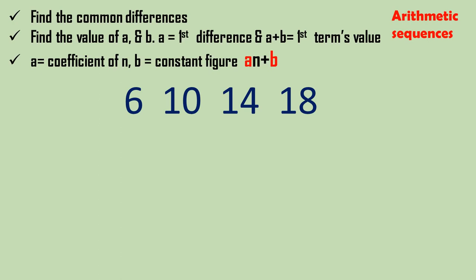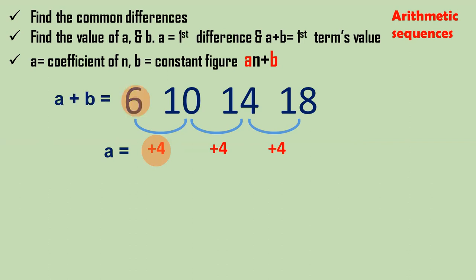In this arithmetic sequence, first we'll find the common difference. For example, this is the common difference. Second, we need to find the values of a and b, in which a is equal to the first difference. What about a plus b? It is equal to the first term value. So here we have the equation a plus b is equal to 6.